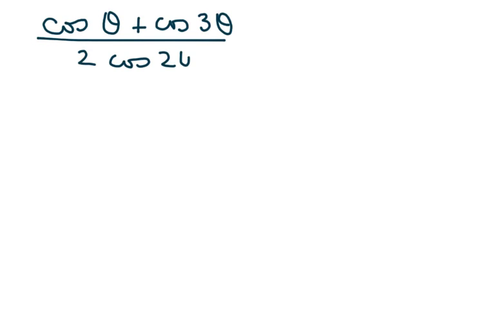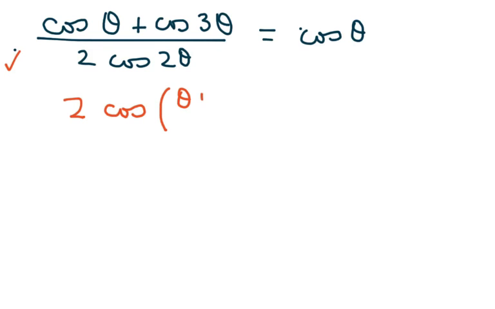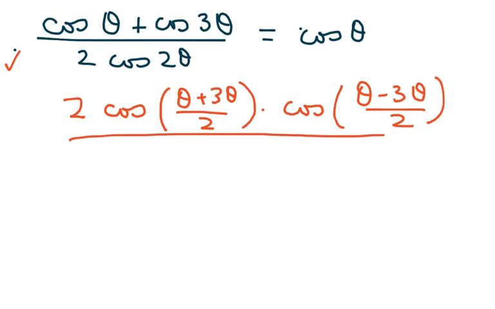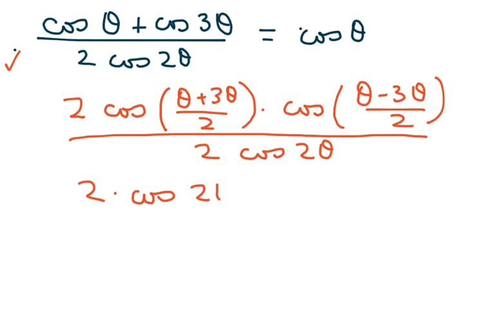Okay. The next one is cosine of theta plus cosine of 3 theta over 2 cosine of 2 theta. And we want this to equal cosine, again, of theta. So I'm going to work on the left side here. And this equals, so I'm going to move down here, 2 times cosine of theta plus 3 theta over 2 times cosine of theta minus 3 theta over 2, and all over our common denominator. I'll put it down this time, which gives us 2 times cosine of 4 theta over 2 is 2 theta, times cosine of negative theta.